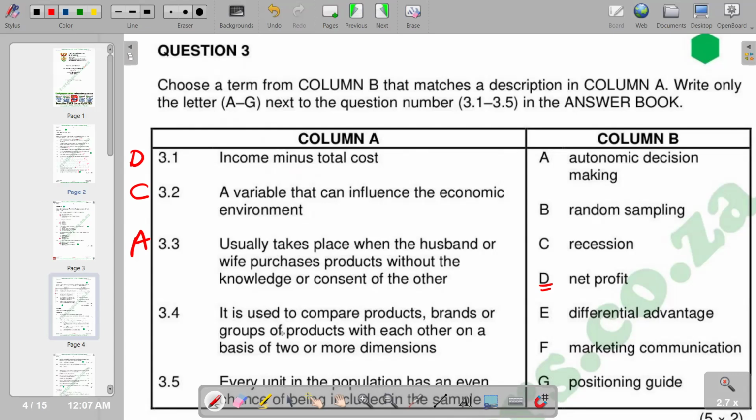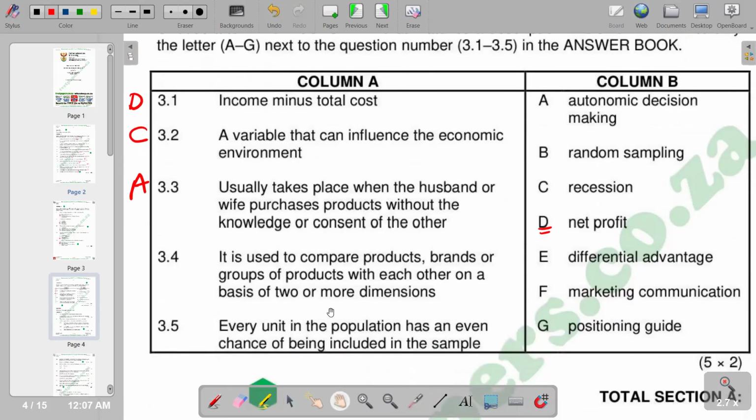Then at 3.4, it is used to compare products, brands, or groups of products with each other on a basis of two or more dimensions. So on 3.4, you'd see that the correct one is G, which is positioning guide. Positioning guide. So we have G.